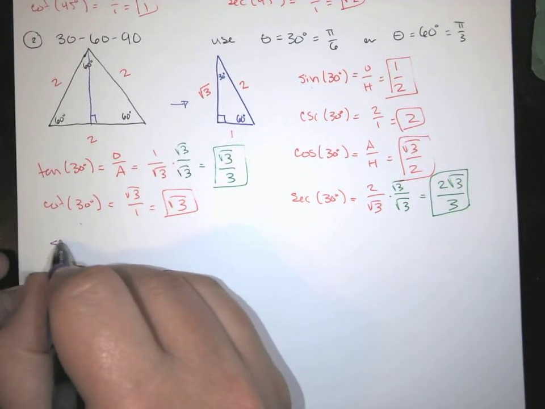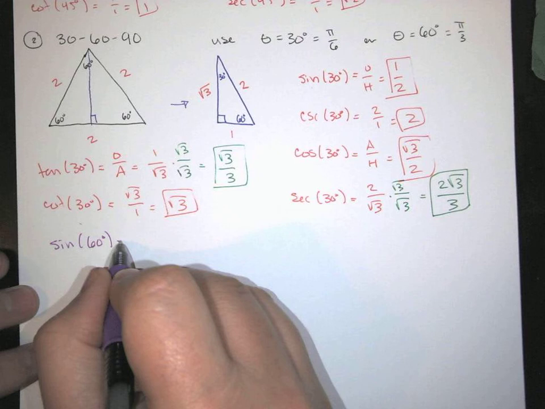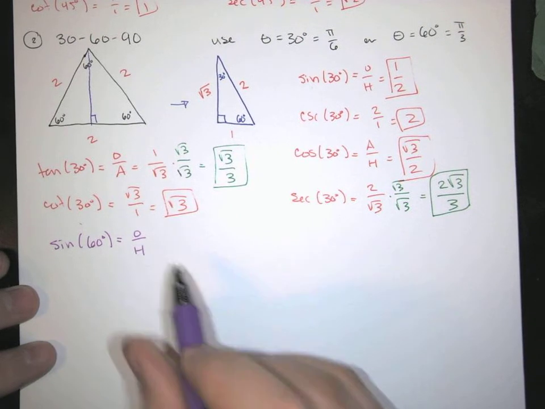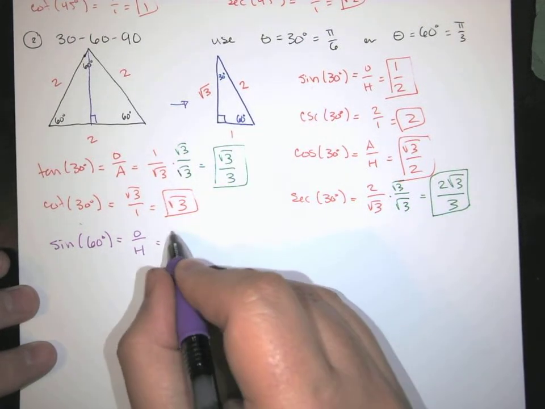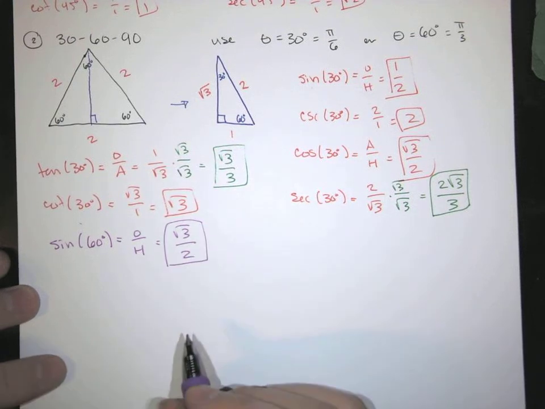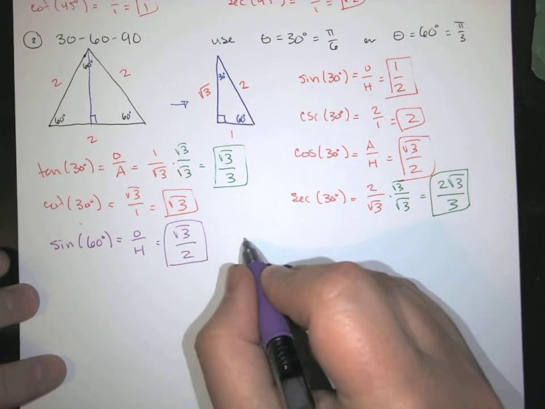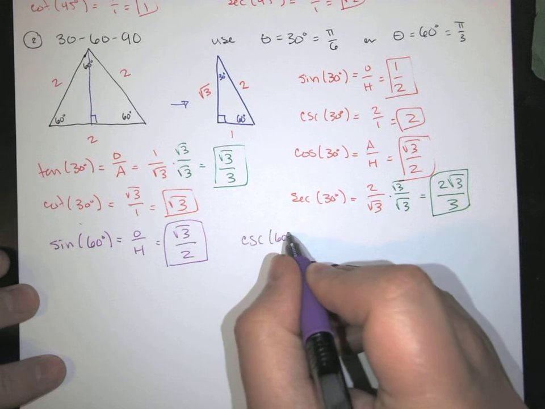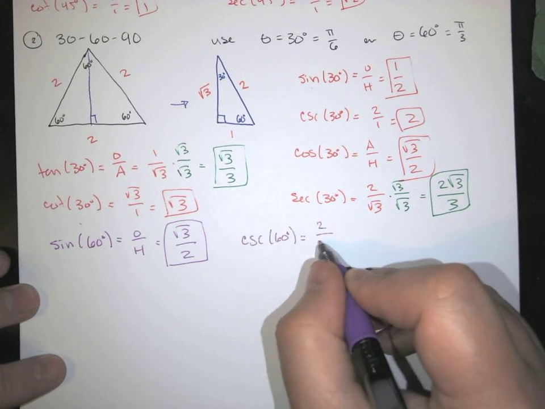And let's do sine 60 degrees. So opposite over hypotenuse. So now 60 is here. So root 3 is the opposite. 2 is the hypotenuse. That means if I flip it, cosecant 60, going to have to do some rationalizing.